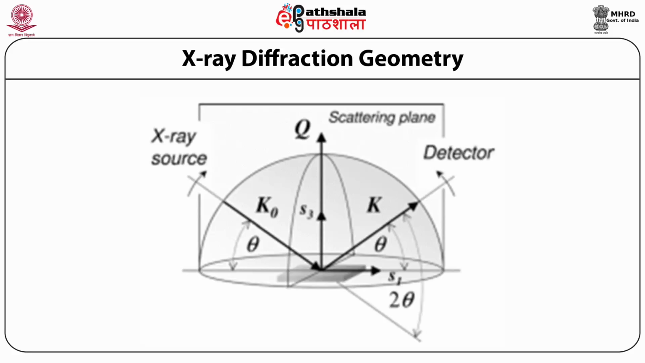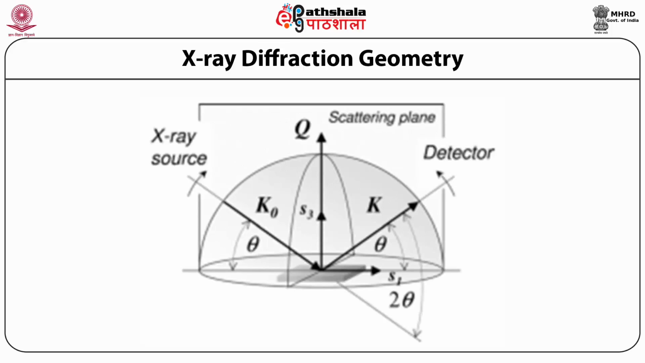So basically how much is the deviation? If you extend this incident X-ray beam beyond the sample, you will see the angle between this ray and the one which is going to the detector is twice the theta, as shown in the diagram. So basically the deviation of the wave is twice theta. So that is what is measured, intensity versus twice theta, in a diffraction experiment.